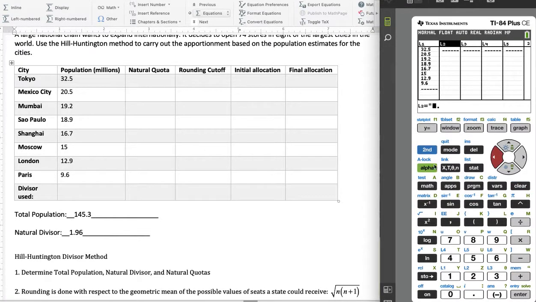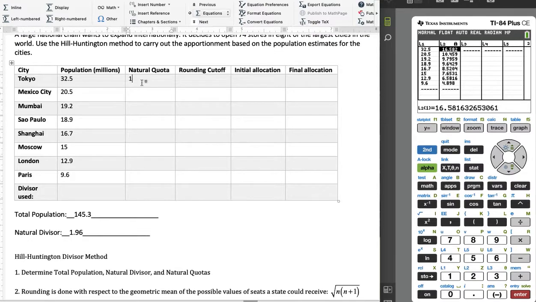I'm going to keep screwing this one up. Divided by 1.96. So this will get us our natural quotas. Put those into our spot.